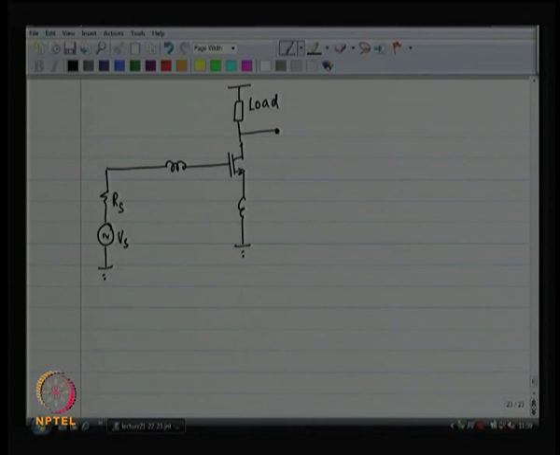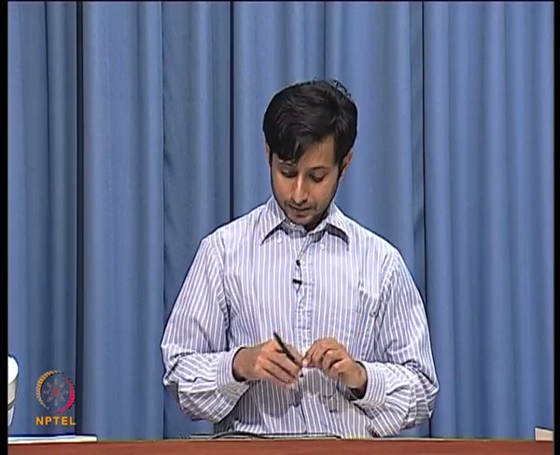Whenever you have source degeneration, it is a kind of feedback, right. So, the voltage at the gate is approximately equal to the voltage at the source in the small signal, which means that the gain is basically going to be this load impedance divided by the degeneration impedance. That is going to be your gain approximately. Am I right? Now, this kind of gain is no good, might not be good enough. So, what we do is, we would probably like a cascoded stage over here, okay.